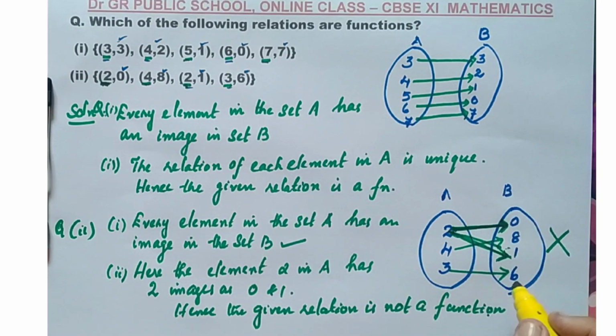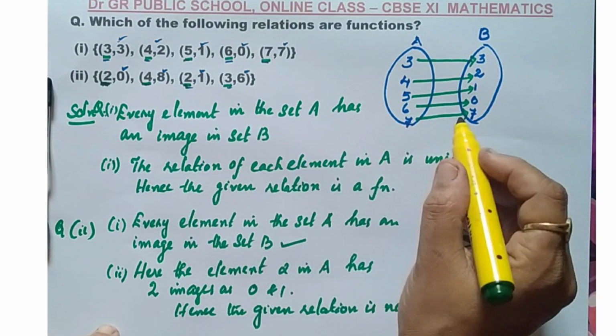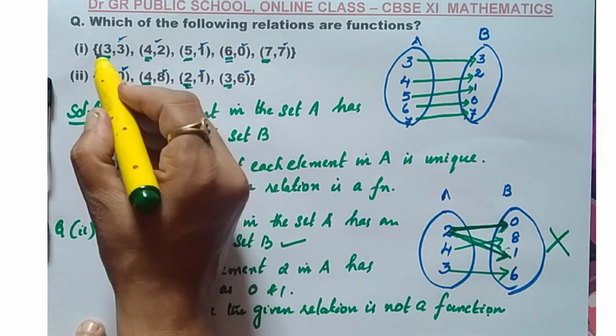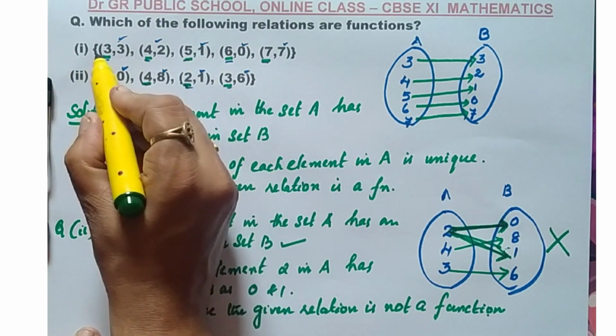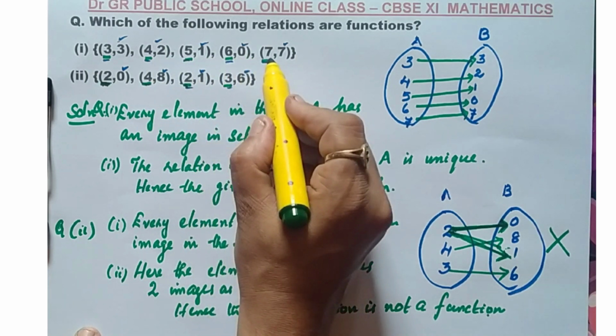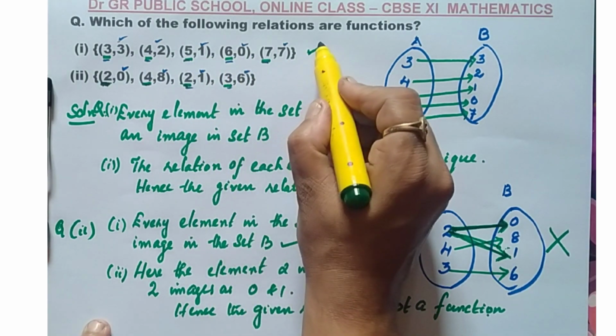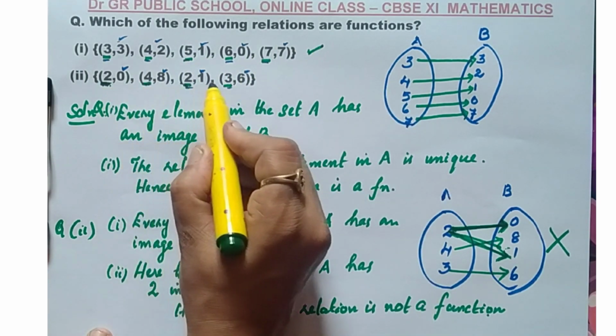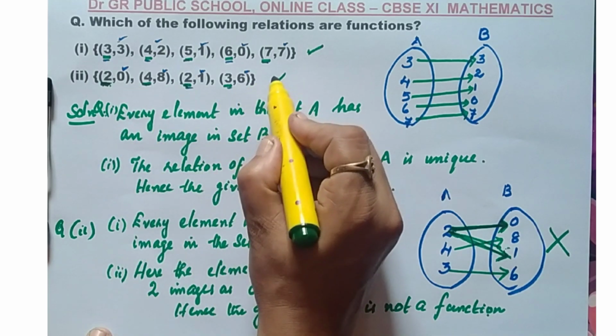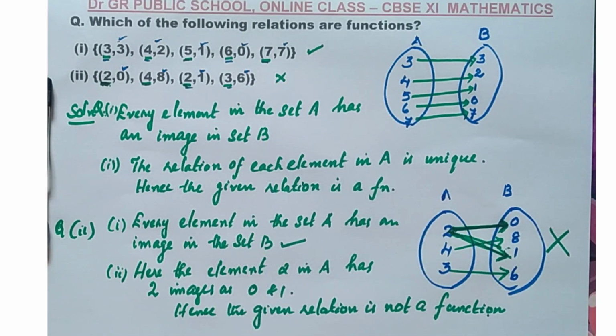So, no need to draw the arrow diagram. You can directly write with the property that if the first element of each ordered pair is different, then it will be a function, and if the first element of each ordered pair is not different, then it is not a function.